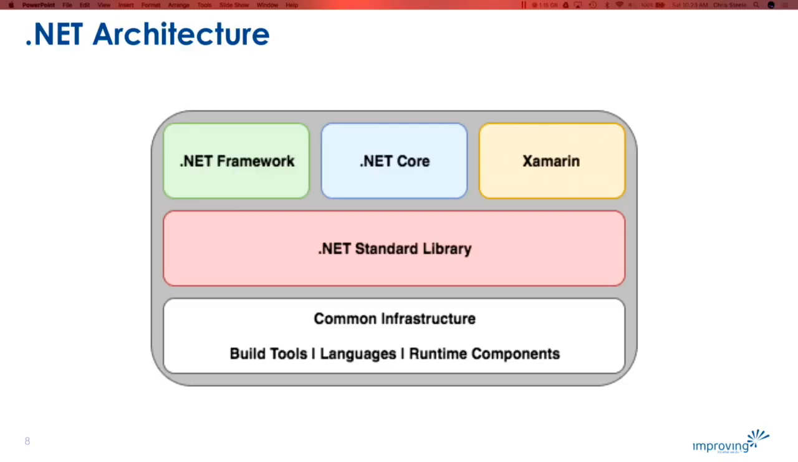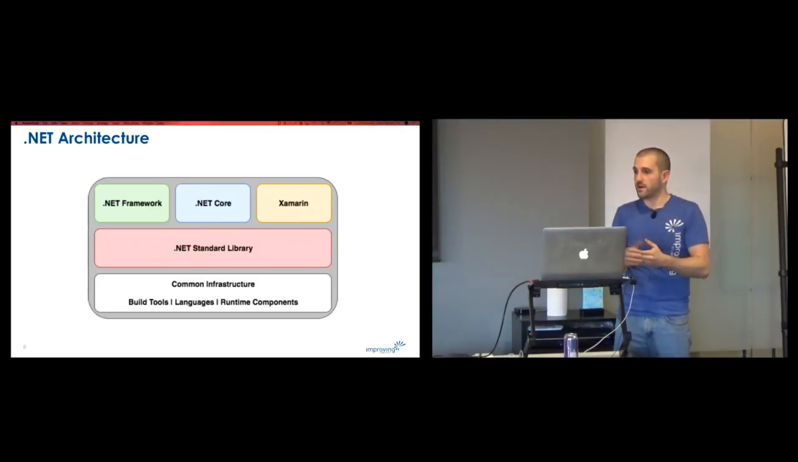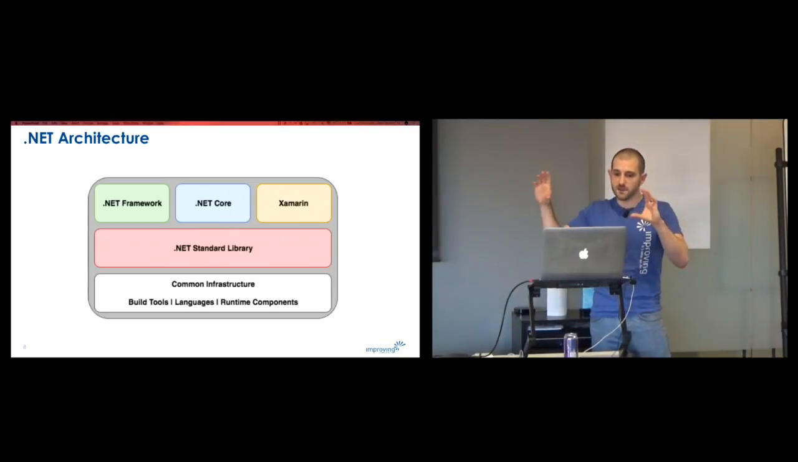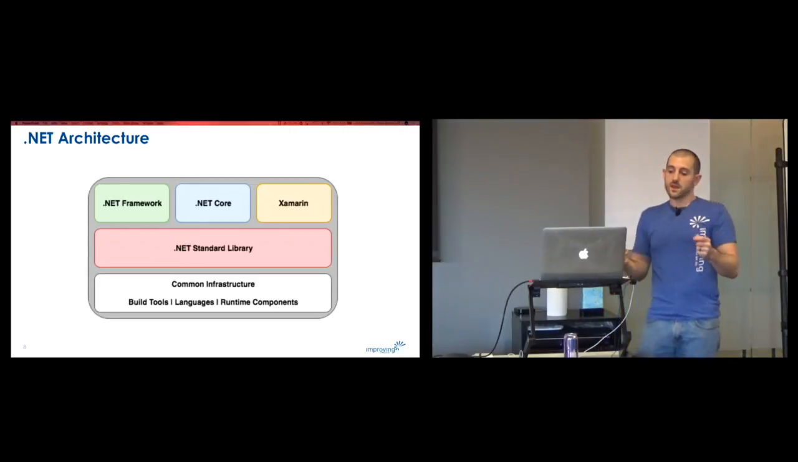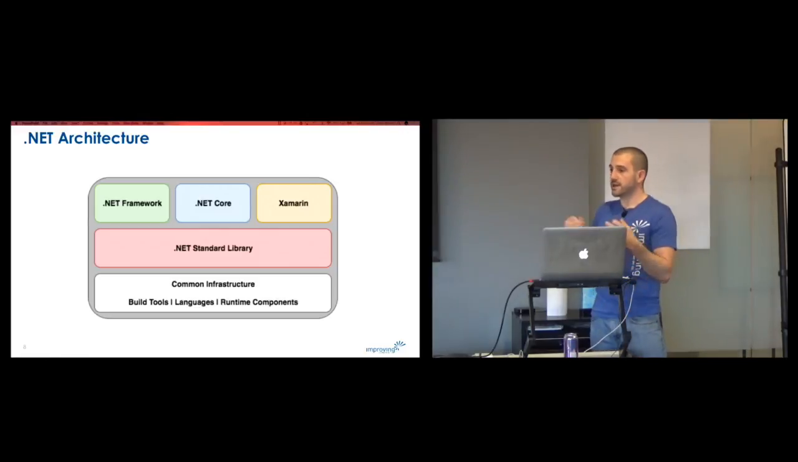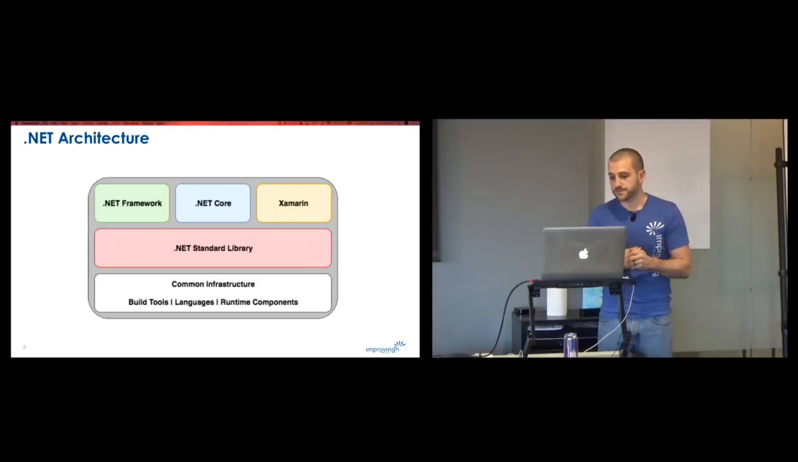All three of these, which are called runtimes, utilize the .NET Standard Library, which is basically a bunch of shared libraries for all of the runtime pieces of .NET right now. And then all that sits on top of a common infrastructure. What that means is your IDE, all your different languages, and your runtime components.